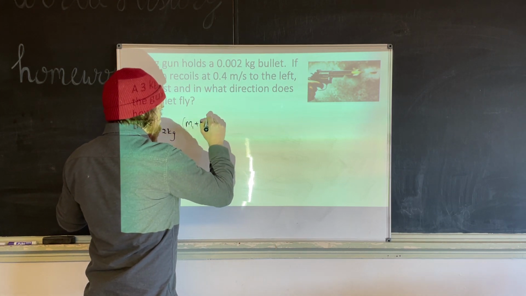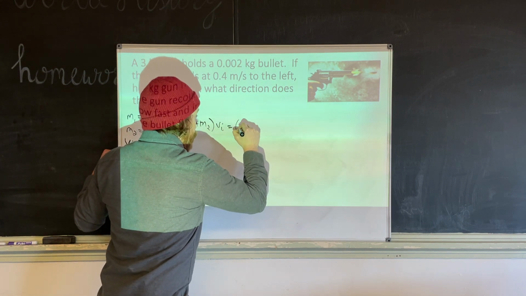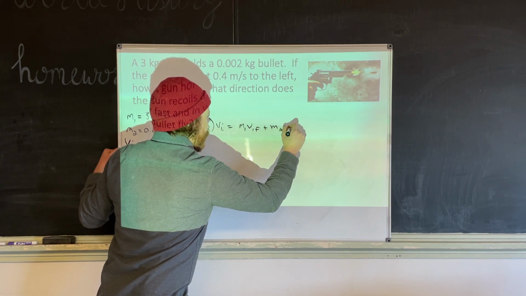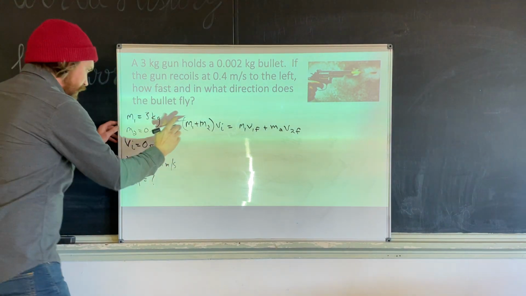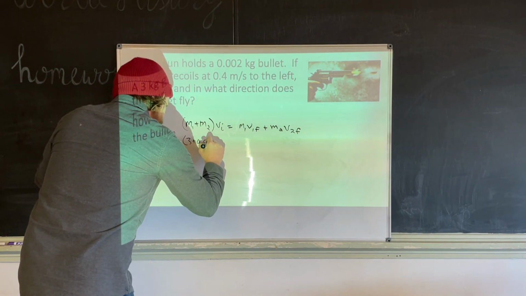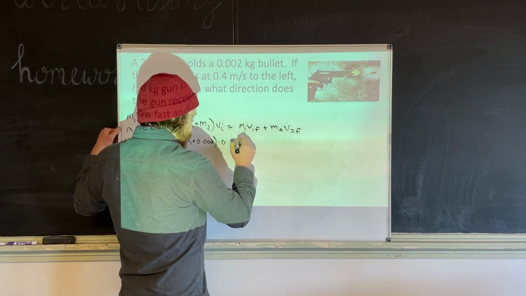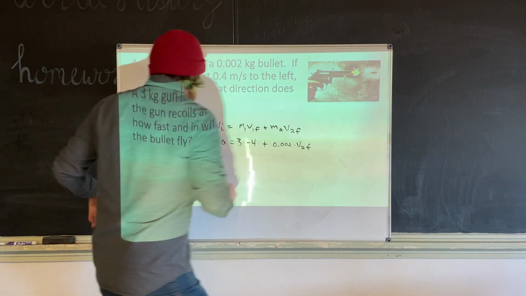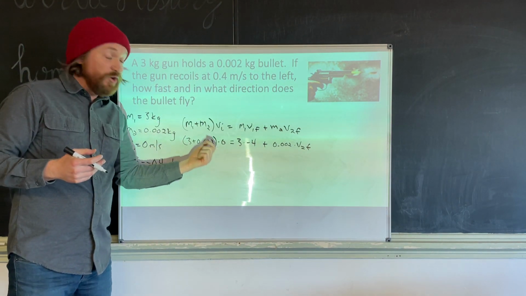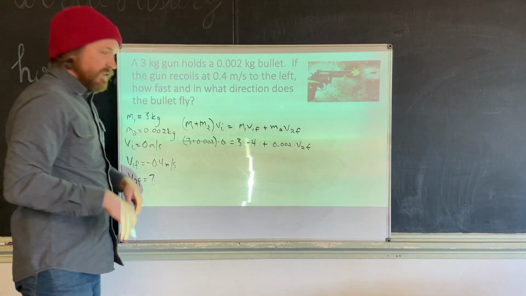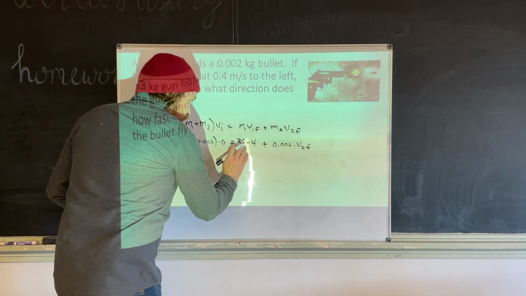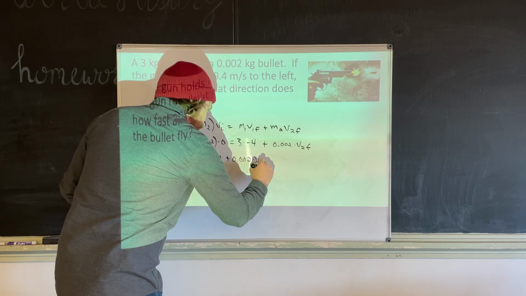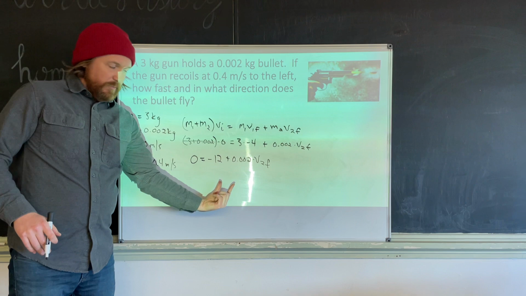M1 plus M2 times V initial equals M1 V1F plus M2 V2F. I don't need the parentheses here, it's implied. I plug my numbers in, okay? This will be 3 plus 0.002 times 0 equals 3 times negative 4 plus 0.002 times V2F. Same as the last time, I add these up, I get 3.002, but you're multiplying it by 0. Anything times 0 is 0. So I have 0 equals 3 times negative 4, which gives me negative 12 plus 0.002 times V2F. See how I just did the math and brought that down?